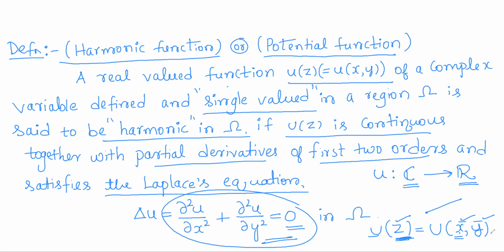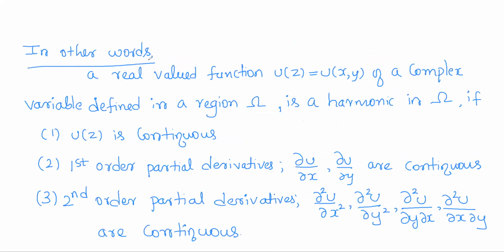In other words, a real valued function u of z of a complex variable defined in a region omega is said to be harmonic if it satisfies four conditions. The first condition is that the function has to be continuous. Second, the first order partial derivatives of u, ∂u/∂x and ∂u/∂y, have to be continuous.